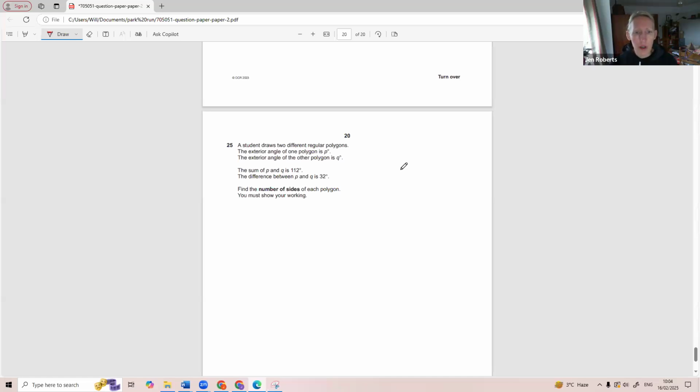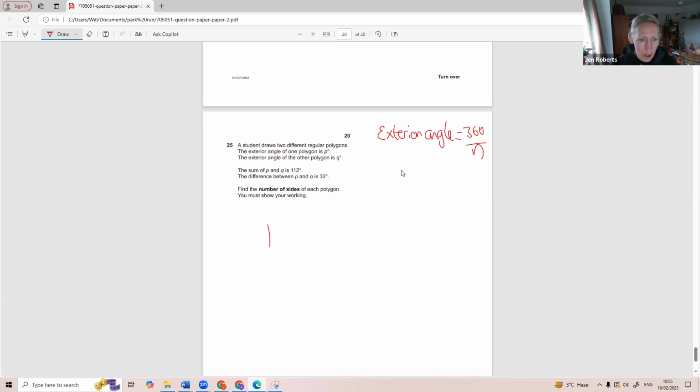A student draws two different regular polygons. The exterior angle, right? There's quite a lot of formulas you need for angles and polygons. Exterior angle. What's your formula for exterior angle? You will not be given these, by the way. Exterior angle equals 360 divided by the number of sides. I'm guessing we're going to need that.